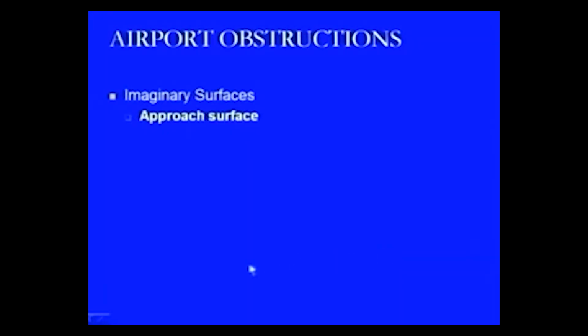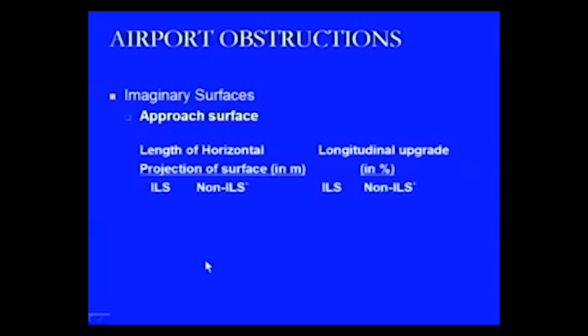Then further, in the case of these approach surfaces, some specifications have been laid down here, where this is the length of horizontal projection of surface in meters and the longitudinal upgrade in percent, and these are provided for two conditions, that is ILS condition and non-ILS condition, that is instrument landing system condition and non-instrument landing system condition. It means the landing is either controlled by the instruments or it is not controlled by the instruments, it is a simple visual condition. In those cases, what are the values?